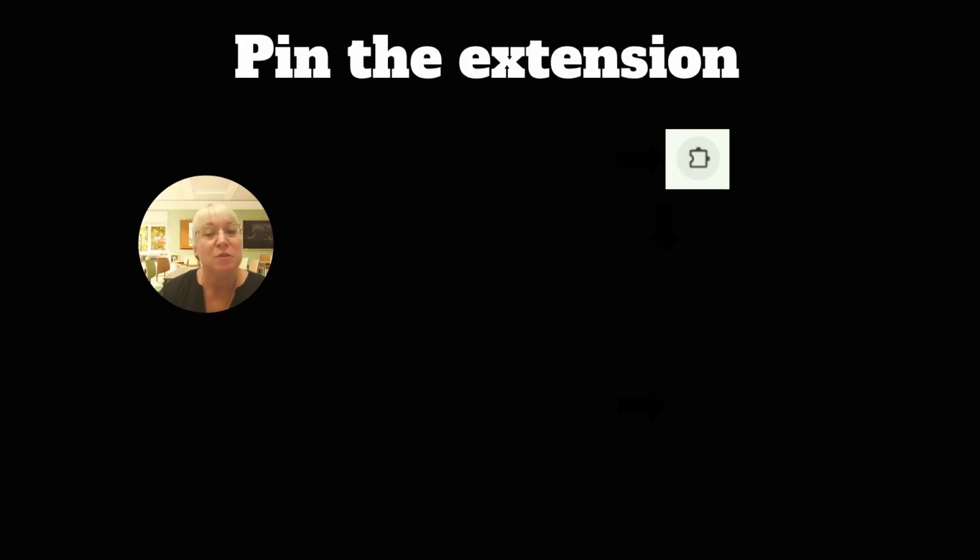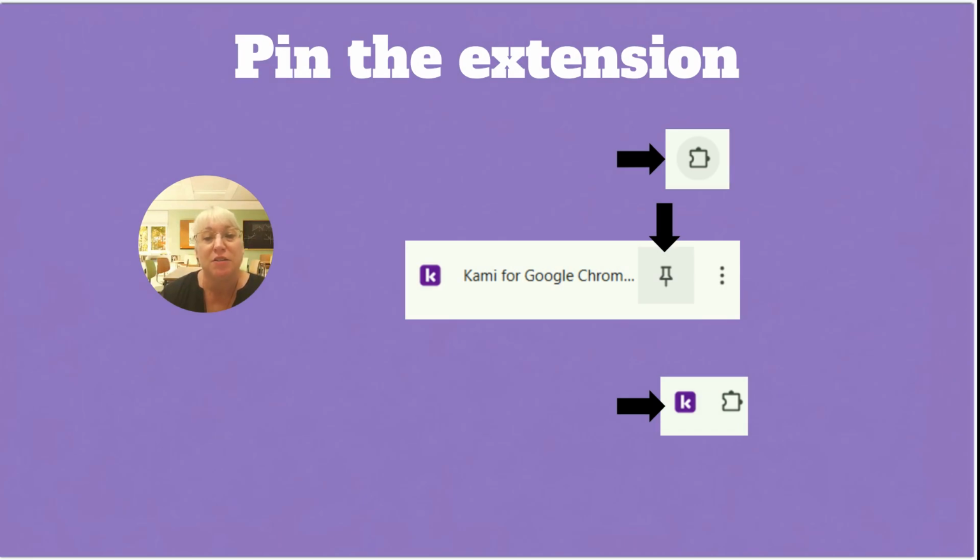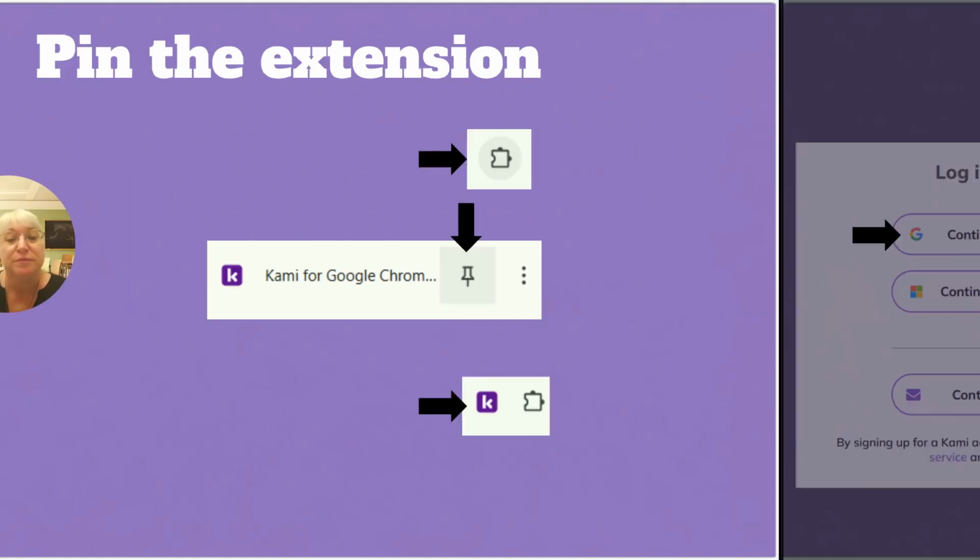Next, locate the puzzle piece icon to manage your extensions. Find the Kami extension and click the pin icon to pin it to your Chrome toolbar for easy access. This will sit above your Chrome browser.